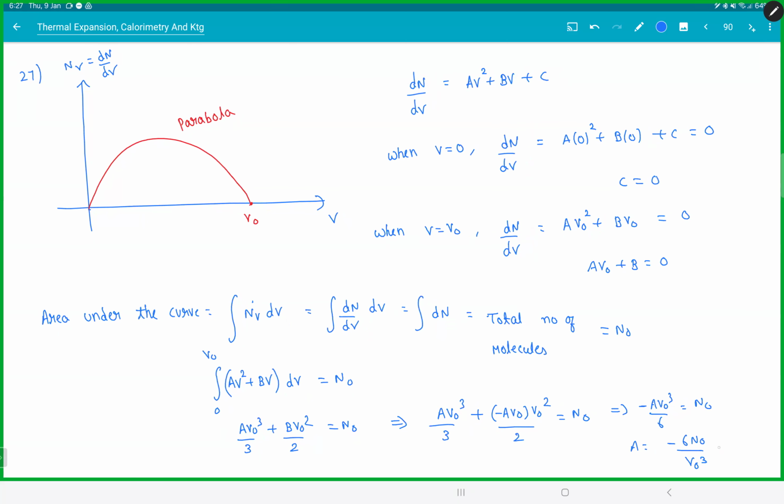The value of A has come. If I got the value of A, I'll get B also. How much is that? B is minus A v naught, so 6n naught by v naught square. I got the value of A, B, and C. Check the equation. Like I said, it's pure maths. The area under the curve is this, so the integral must be n naught. So three equations, three variables. We figure out the equation.